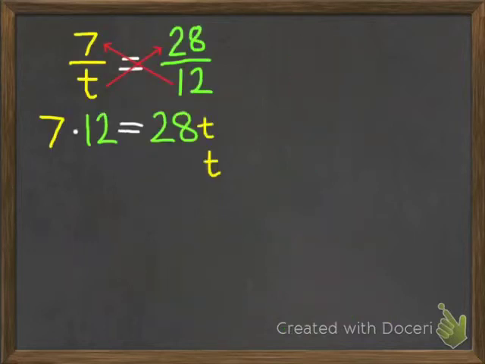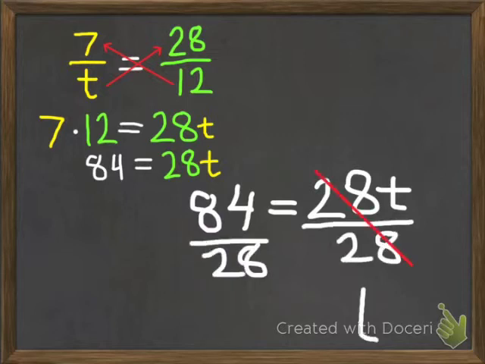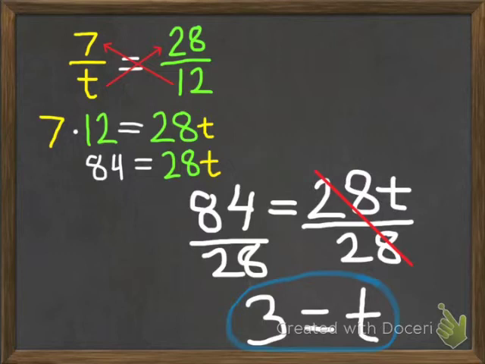carrying over our work to the next slide, we have 84 is equal to 28 times t. And remember, we've been practicing equations the past week or two. So in order to just get t by itself, we need to divide by 28. So when we divide by 28 on both sides, we can cross out our 28s, which means that we get that 3 is equal to t. So to satisfy this proportion, t would have to be equal to 3.